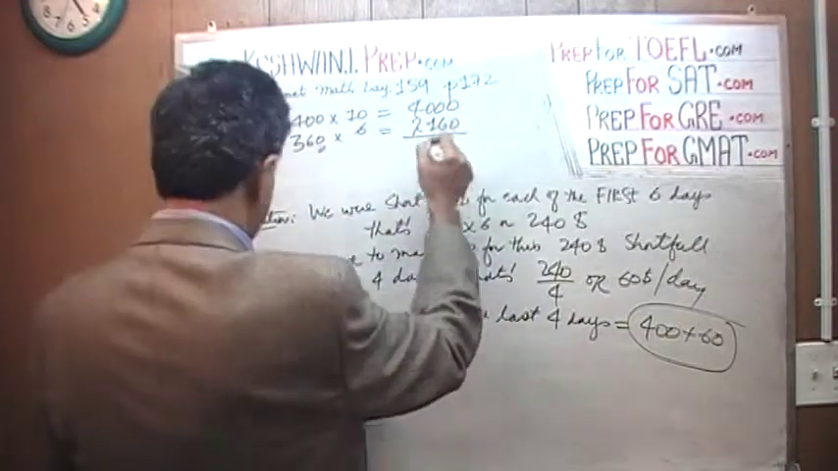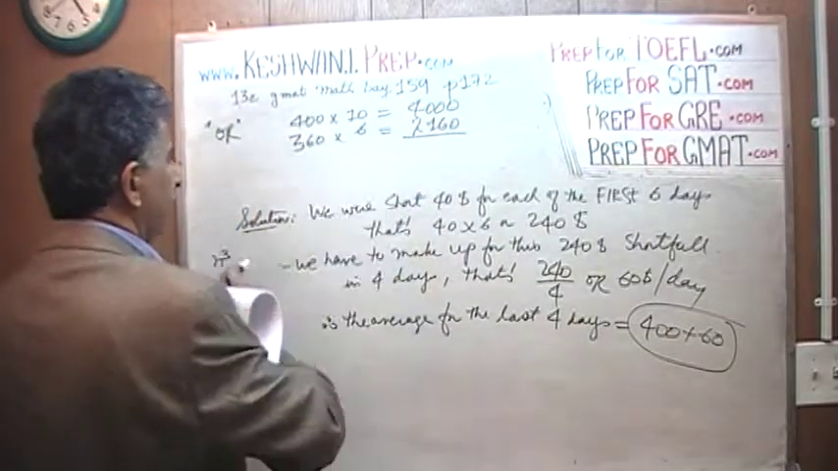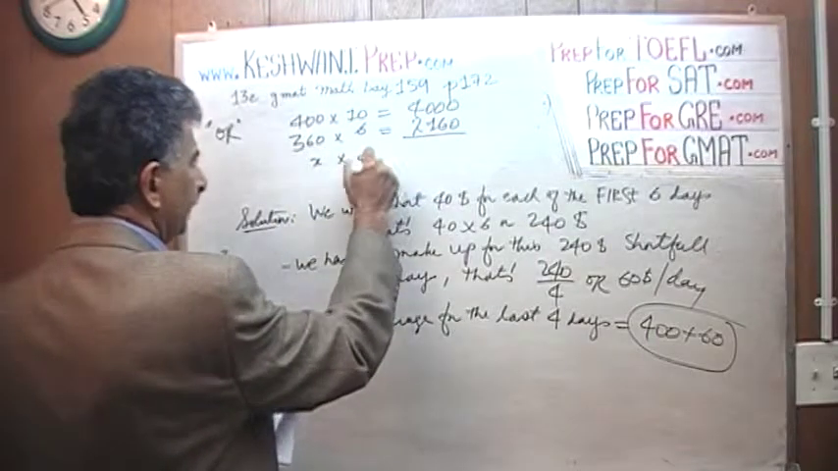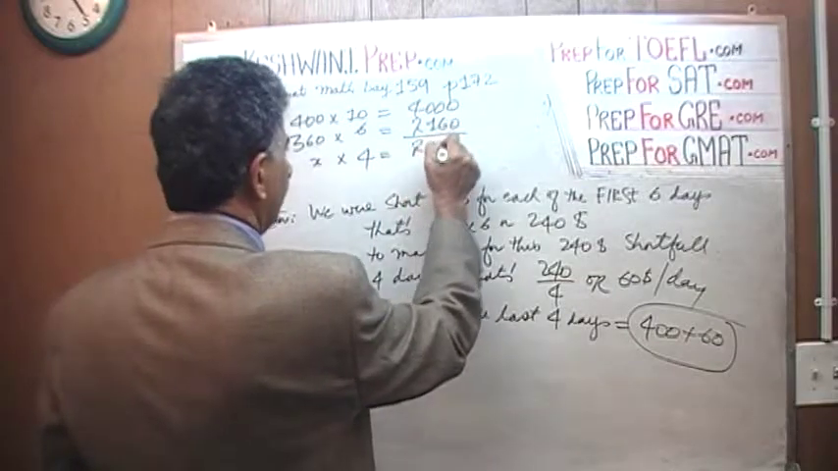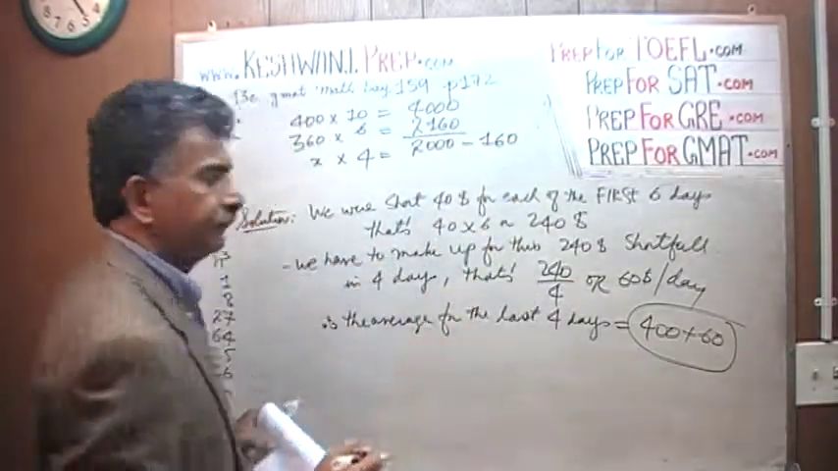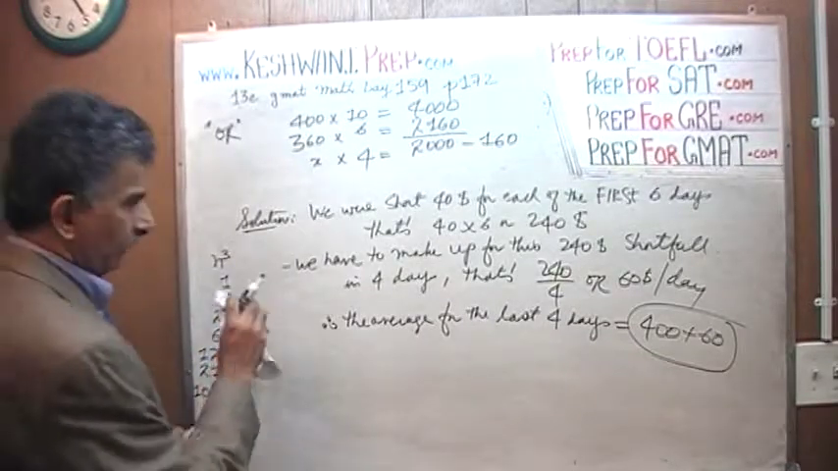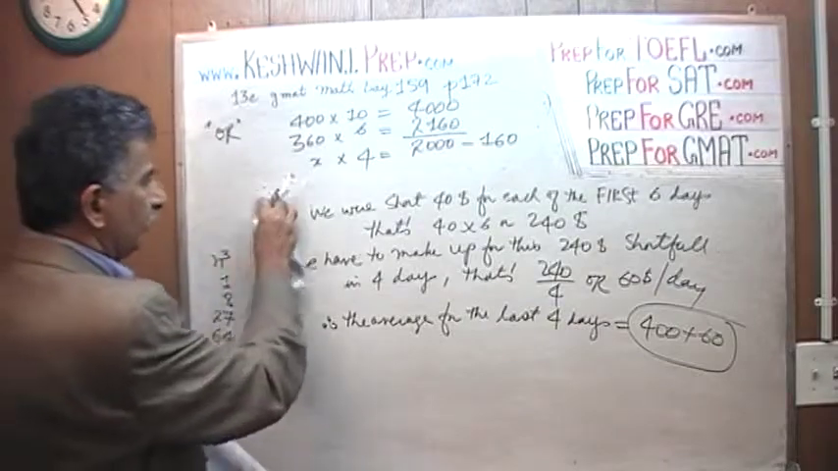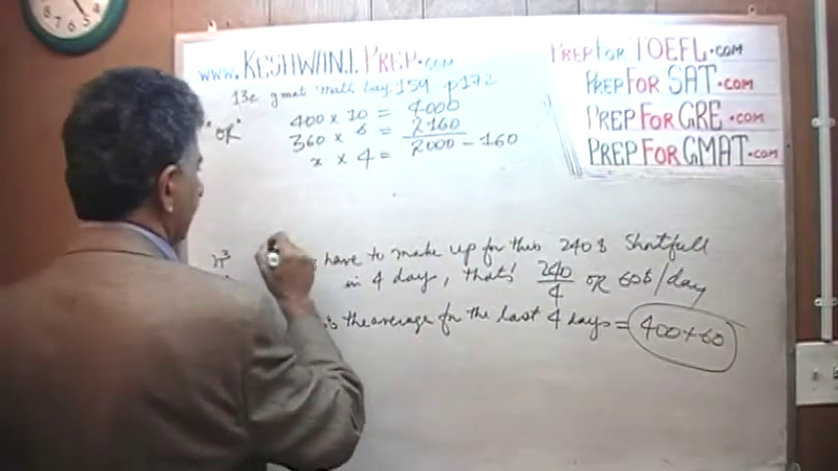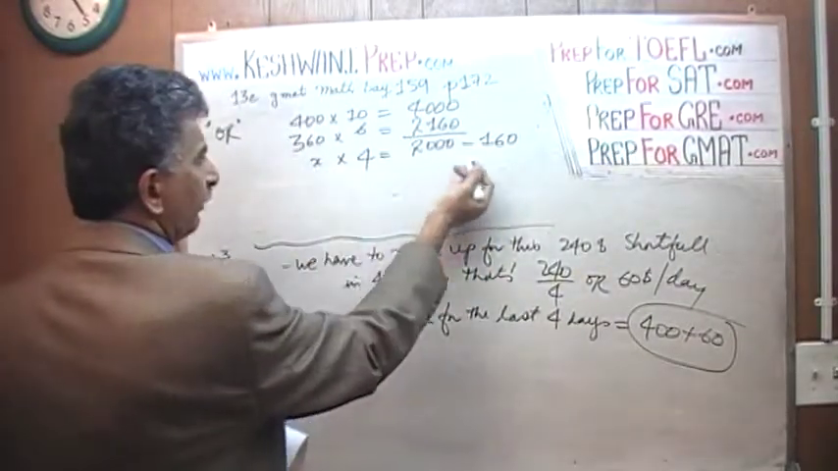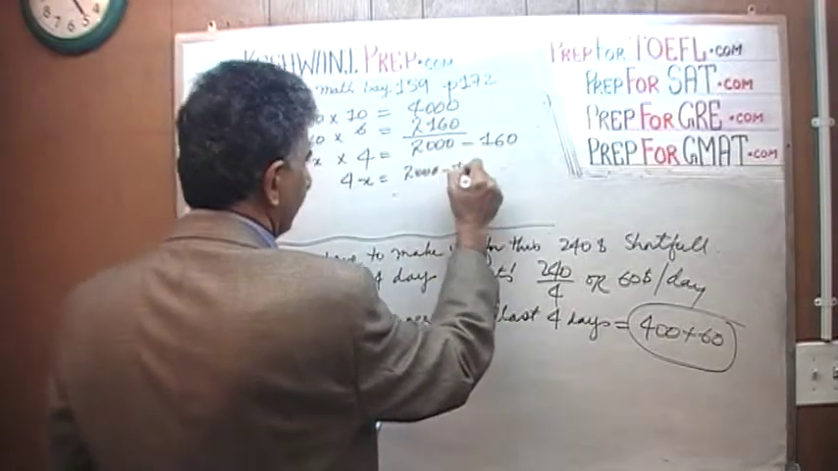What's the difference? This difference has to be the average that we have for the last 4 days times 4. But this is simply 2000 minus 160. 4 times x is 2000 minus 160. I need a lot of room, so I'm just going to simply erase all of this, otherwise it's going to be too crowded. So here we have 4x equals 2000 minus 160.